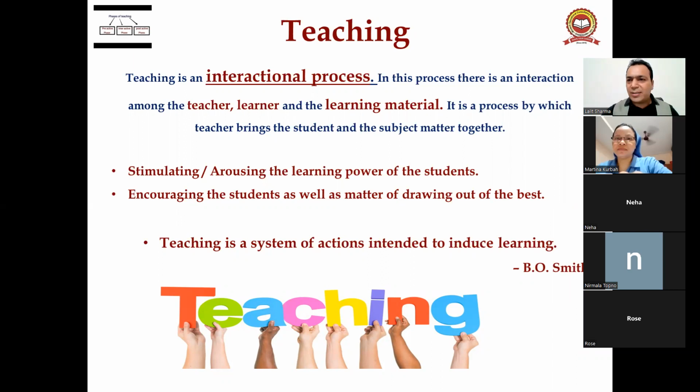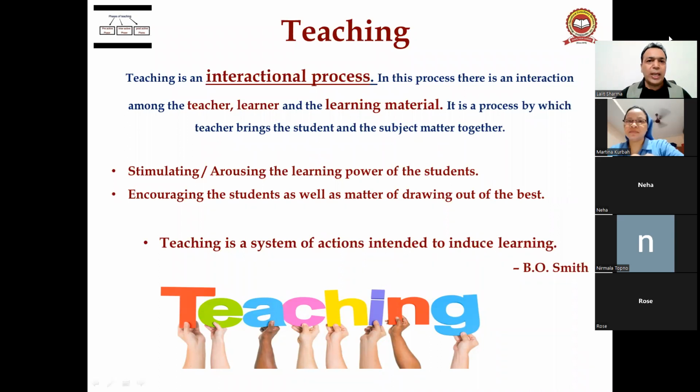B.O. Smith has already said that teaching is a system of activities intended to induce learning. It is the most important line, right? What is the meaning of that? Basically, the meaning of the line is that if there is teaching, there must be learning. There should be learning, right? If there is no learning on the part of the student, it means your teaching is not effective, right, guys? Because what is the meaning of learning? Learning means modification of behavior of the learner.